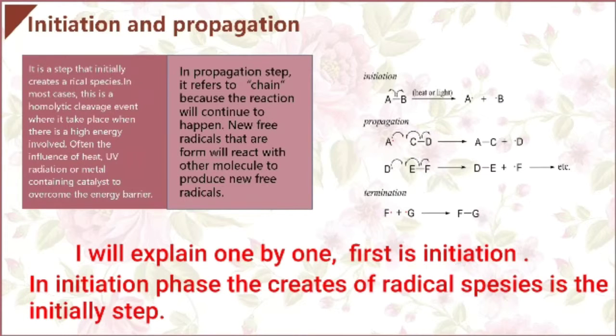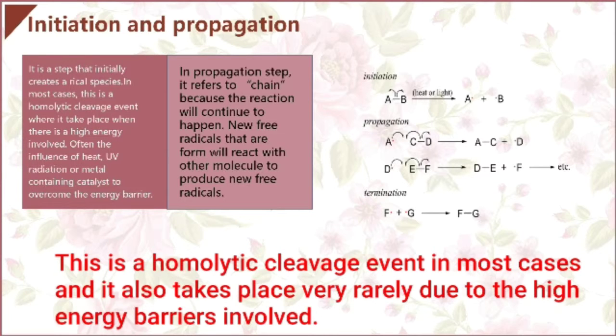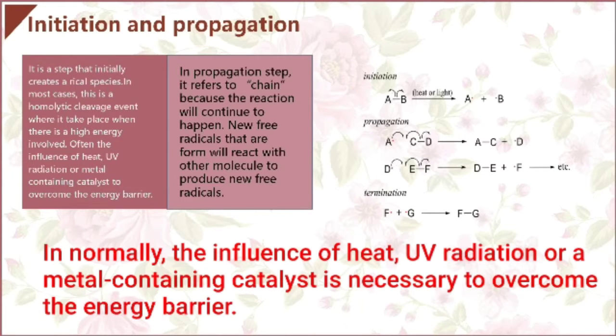First is initiation. In the initiation phase, the generation of radical species is the initial step. This is a homolytic cleavage event in most cases, and it also takes place very rarely due to the high energy barrier involved. Normally, the influence of heat, UV radiation, or a metal-containing catalyst is necessary to overcome the energy barrier.